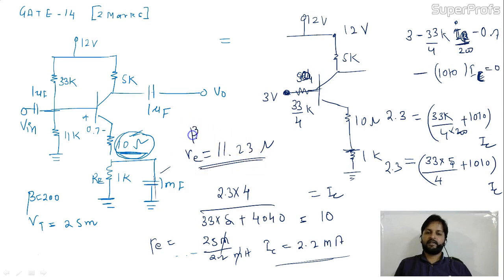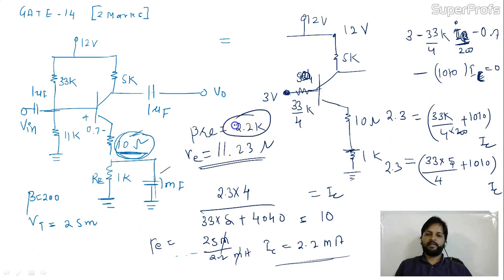If this is RE, what is beta RE? You will multiply this quantity with 200. Wait a minute, 11.23 multiplied with 200. So it will be 5.4k. I'm sorry, it will be 2.2K. Is it okay? So this portion is over.